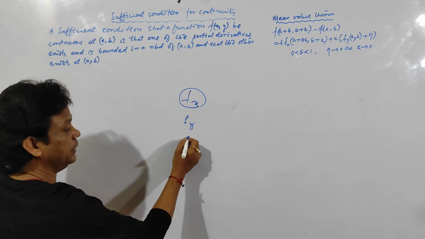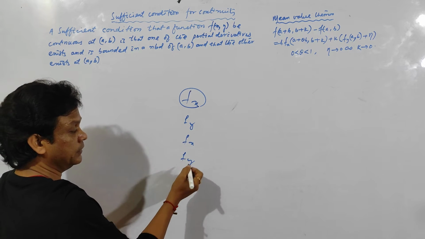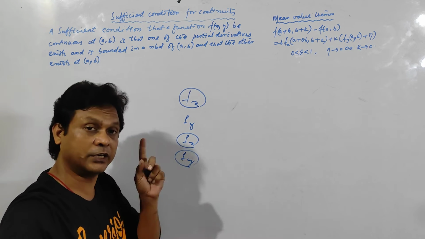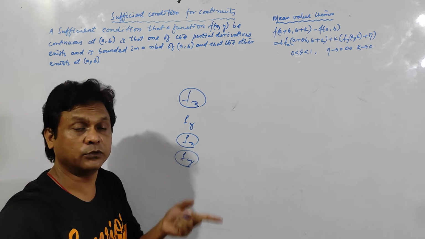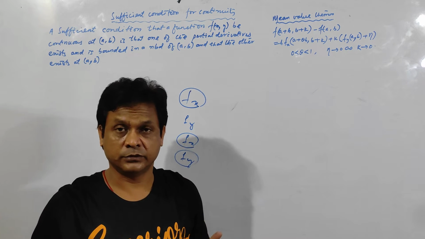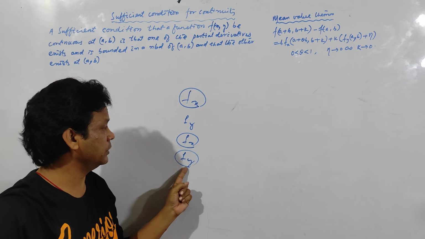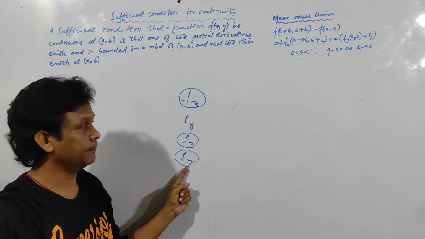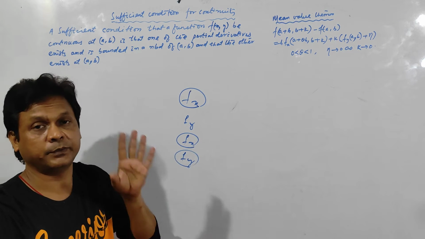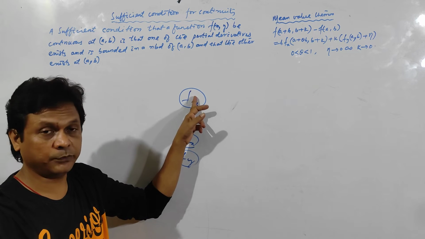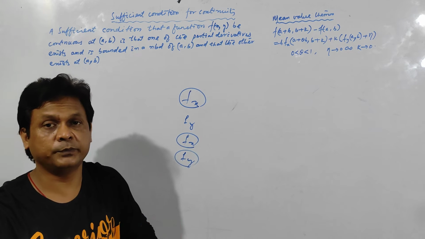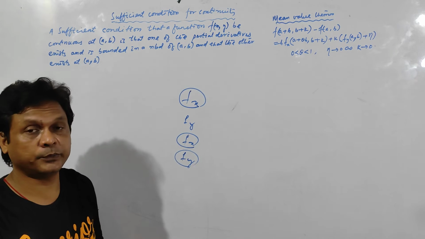Again we can say, if fx exists and fy, partial f with respect to y, exists, both the functions should exist and one of them should be bounded, then the function f of xy will be continuous. Clear or not? Derivative f with respect to x, derivative f with respect to y, both will exist and one of them should be bounded. Then you can say the function f of xy is continuous.